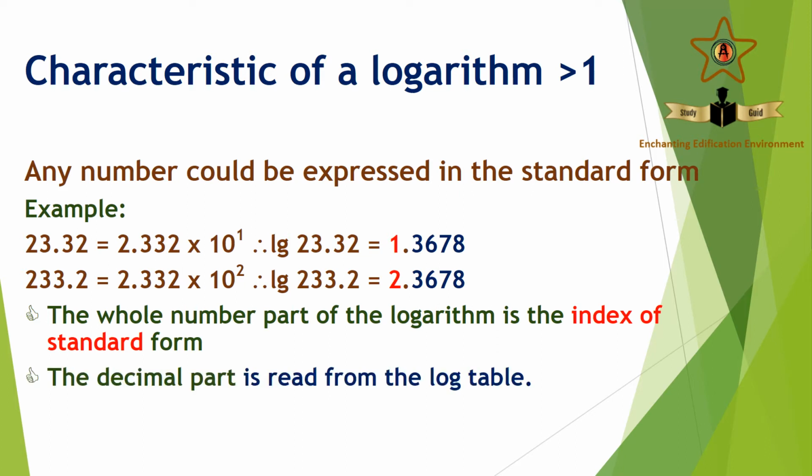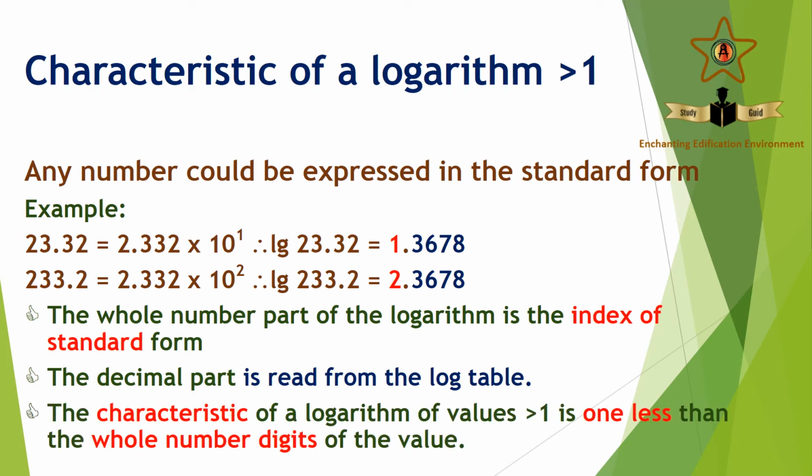The whole number part of a logarithm is the index of the standard form. The decimal part is read from the log table. Now we can see that both decimal values are 3678. So we just read the log table, that is main column 23, sub value 3 and mean difference 2. When you add all these things, we get 3678. This 1 and 2 are characteristics, which are the index of the standard form. The decimal value is always read from the log table.